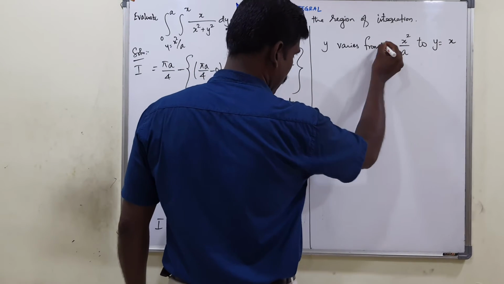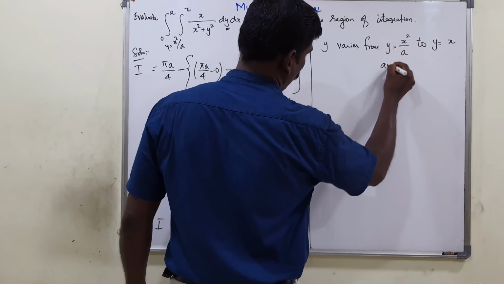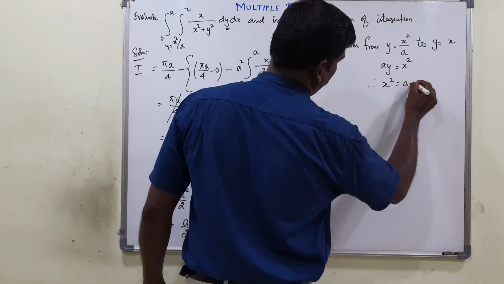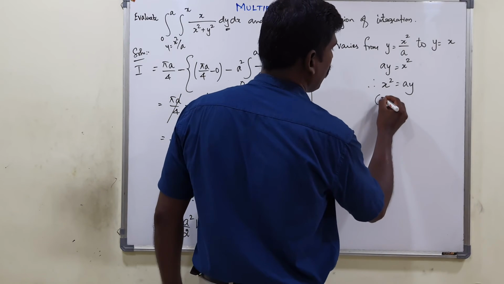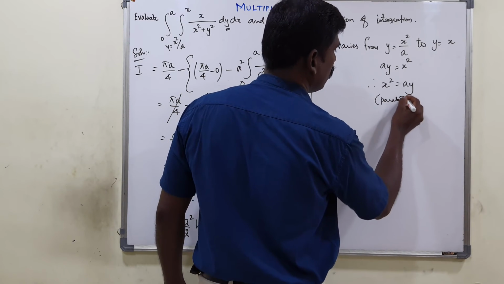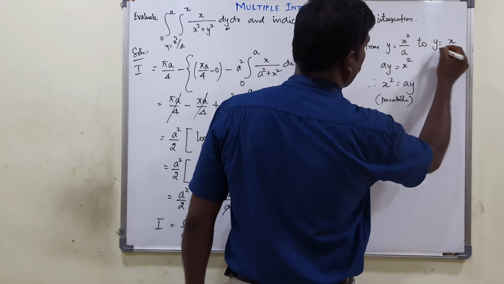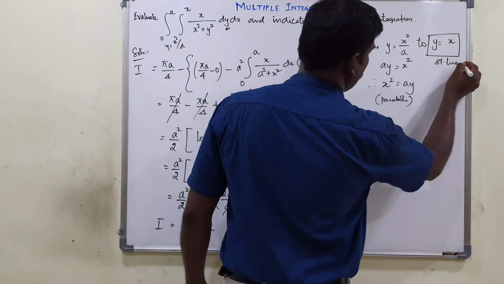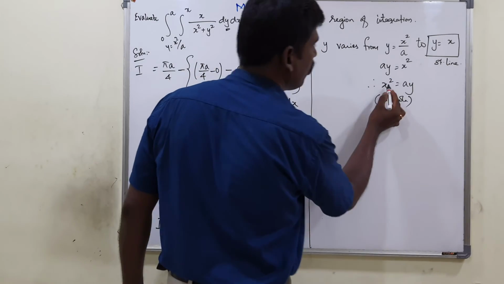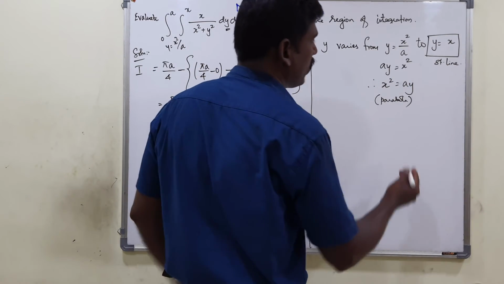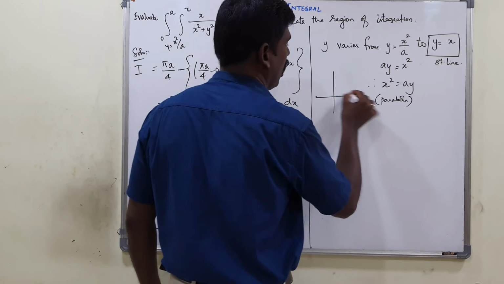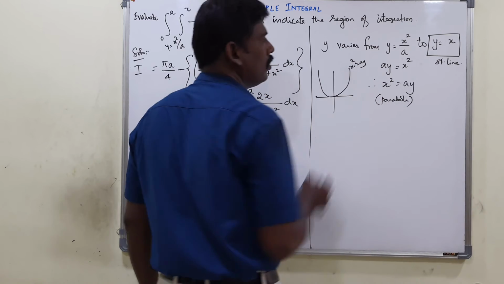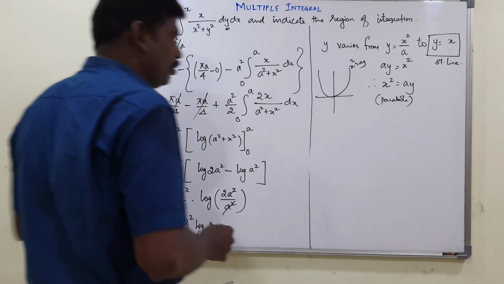What can we say about this, taking this a to the left hand side? Ay equal to x square. Therefore, x square is equal to ay. It's a parabola, isn't it? Here y equal to x. It's a straight line, isn't it? It's a parabola, open upward. Power of x is even, so it is symmetrical about the y axis, open upward. This type of parabola. Okay. X square is equal to ay. Right? That's all. So now I am going to draw that.